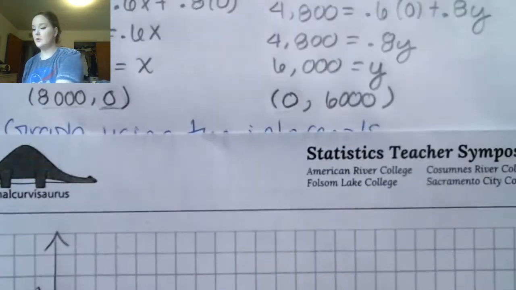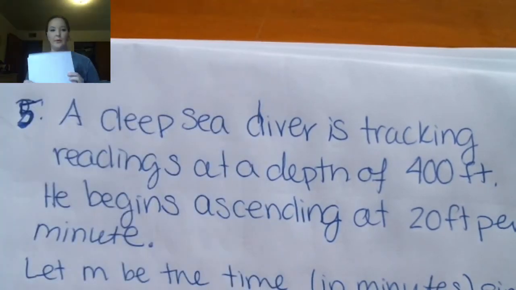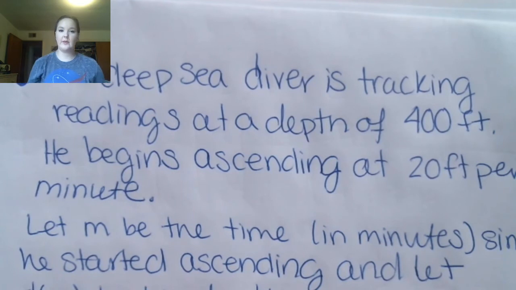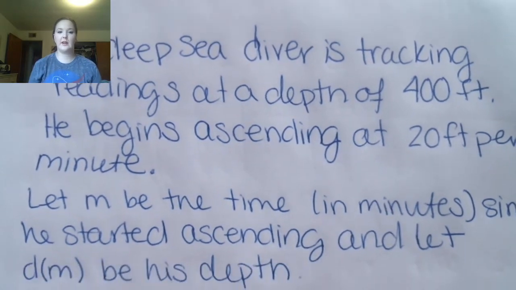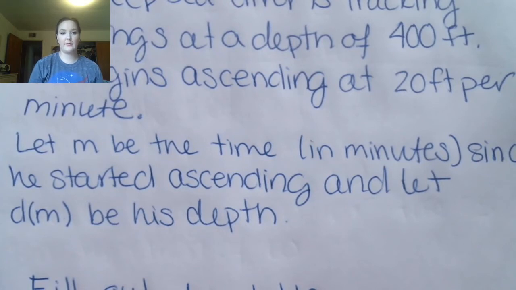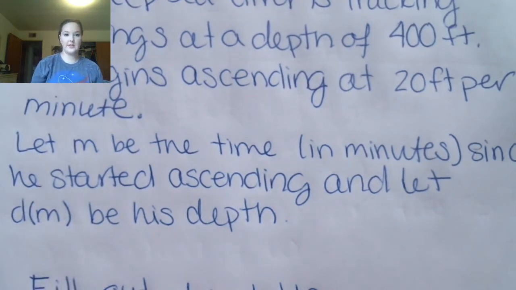Okay, let's do one more word problem example. A deep sea diver is tracking readings at a depth of 400 feet. He begins ascending, going up towards the surface at 20 feet per minute. Let m be the time in minutes since he started ascending, and let d of m be his depth. Again, we're talking about function notation here, where the input is his time in minutes going up towards the surface, and d is going to be his depth.